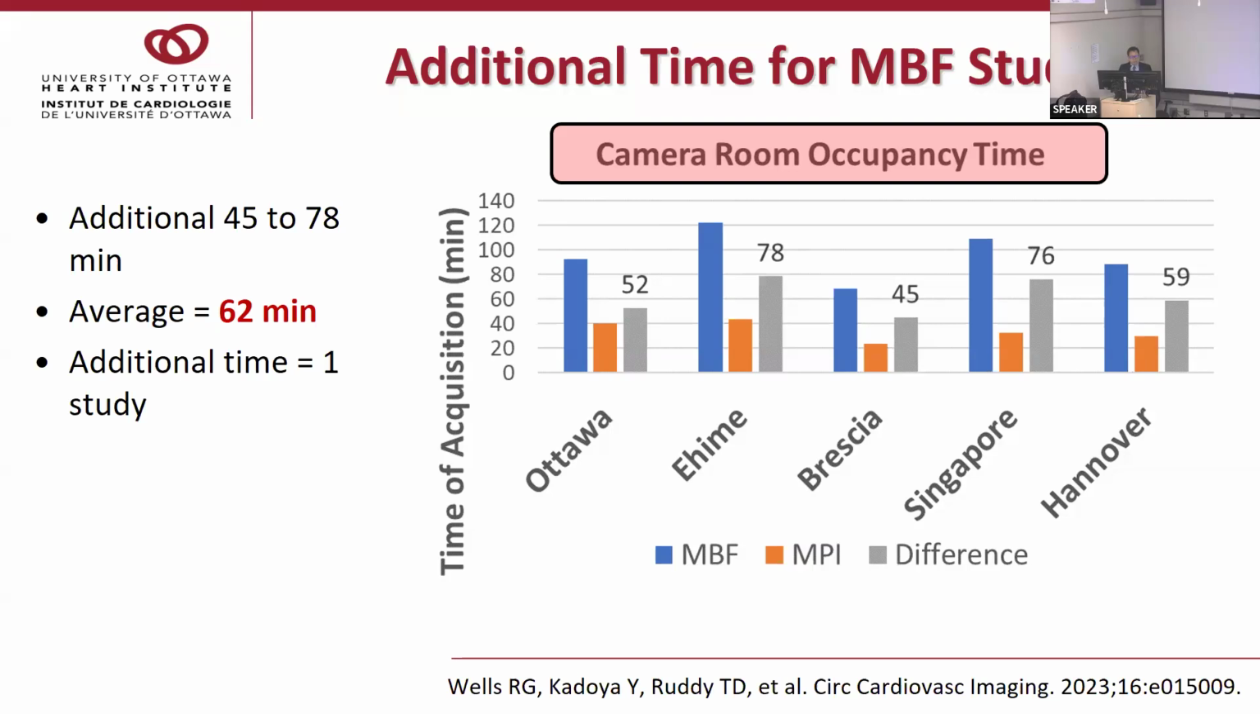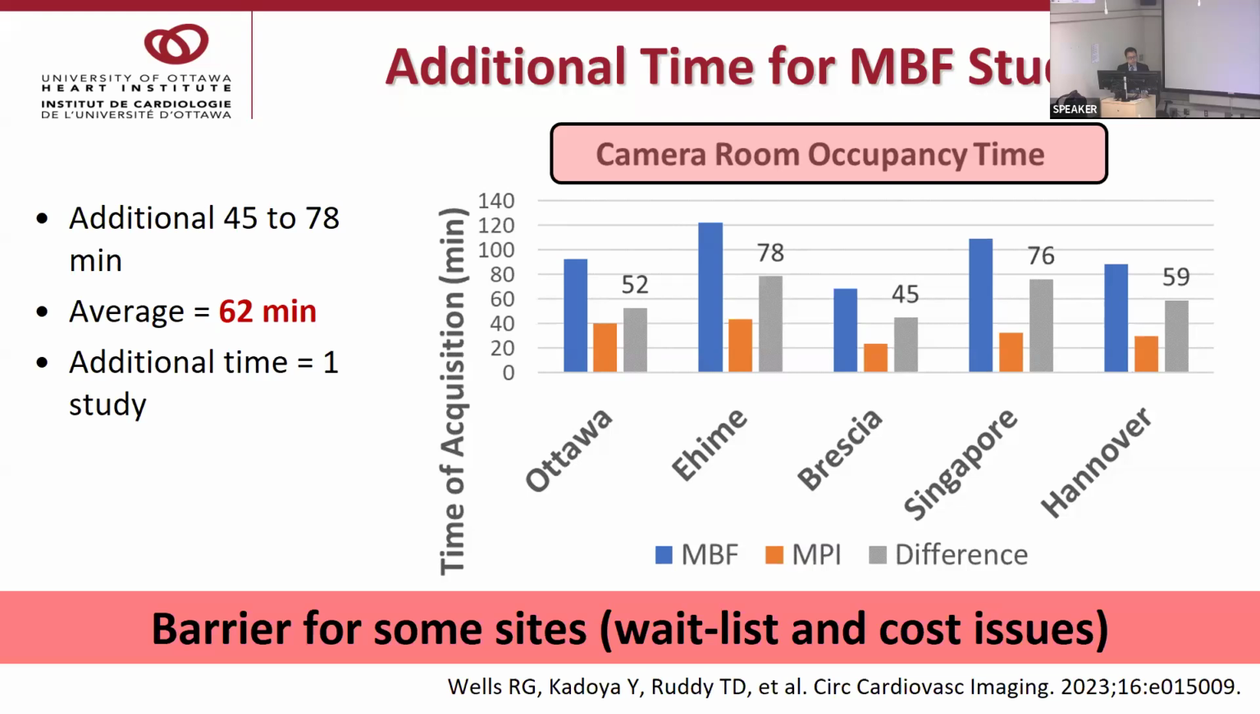Some centers had longer times. For example, one of the Japanese centers required 78 minutes of extra time. The average additional time was approximately 60 minutes. So this additional time would worsen patient throughput, which may lead to increased costs and medical resources.